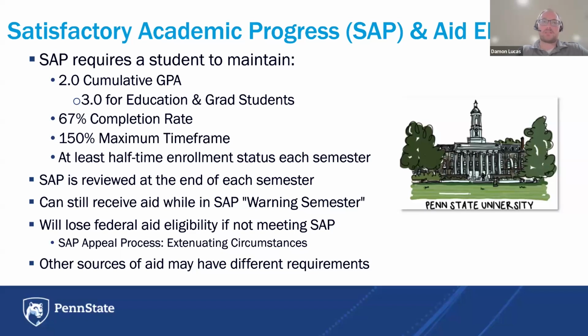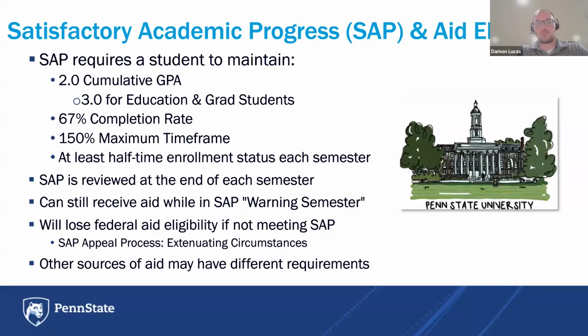SAP is reviewed at the end of each semester, sorry, not each year, each semester. You can still receive aid while in an SAP warning semester. You will lose your federal eligibility if not meeting SAP. There is an appeal process for any extenuating circumstance. That's something we have staff who can go over that process with you.